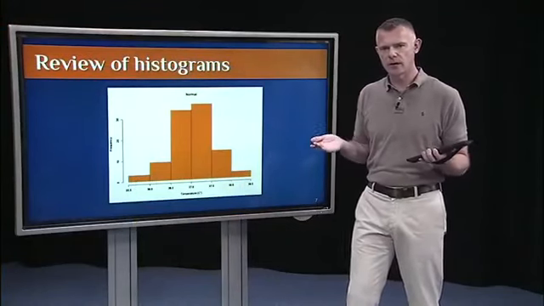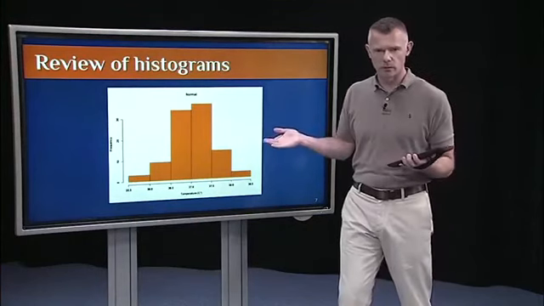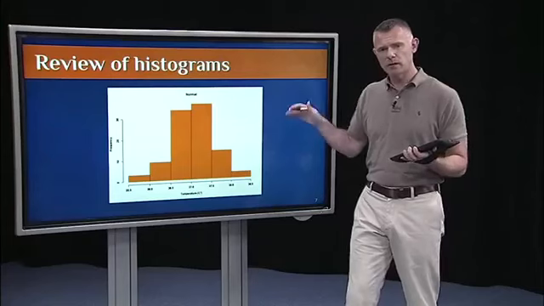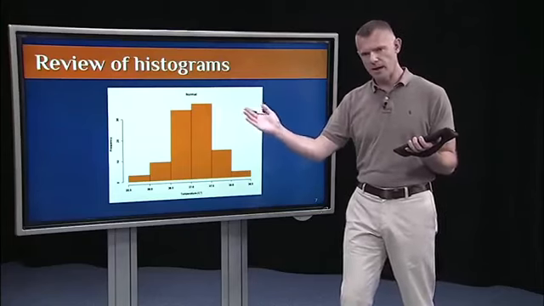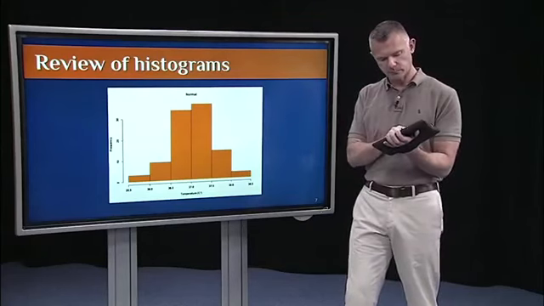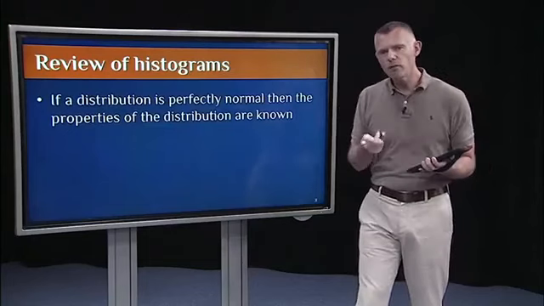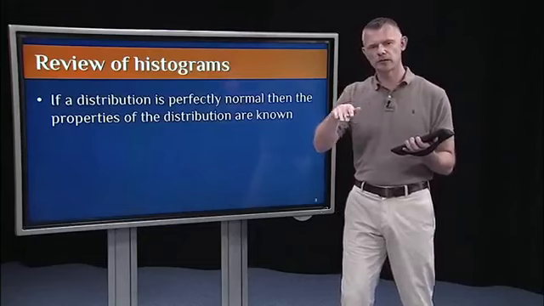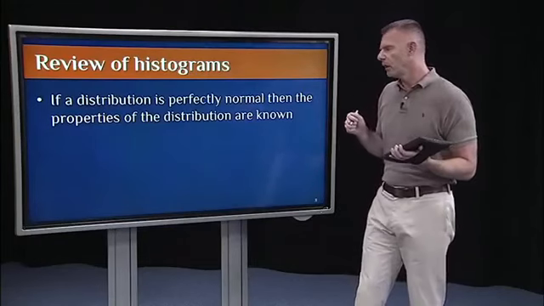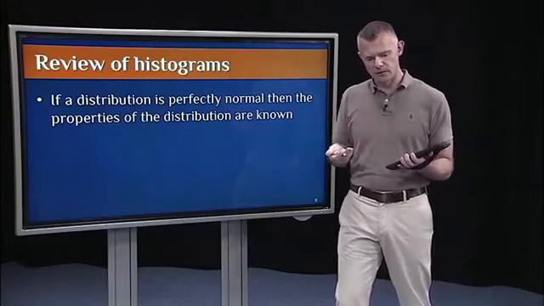We did this to look at a distribution of individuals and their body temperature. There's this natural variation. Some people are a little above average, some are a little below average, but this is a healthy sample, so no one's really running a high fever. If a distribution is perfectly normal, and those weren't perfectly normal, there's always some sampling error, then we know the properties of the distribution.